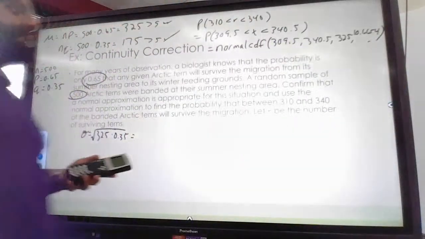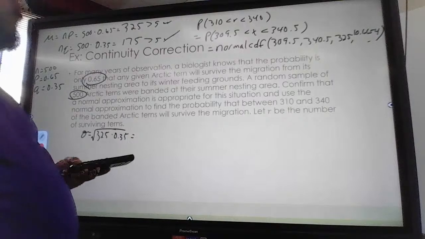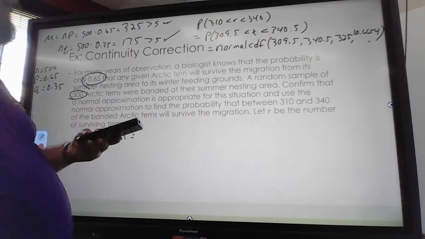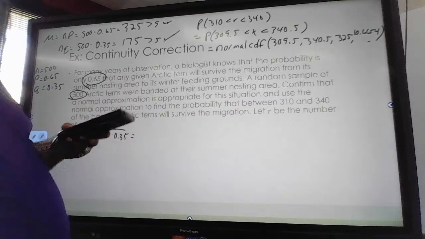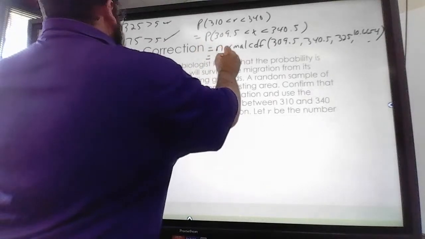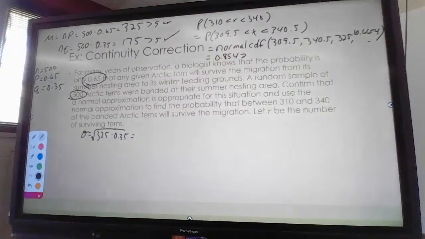There's my normal CDF. Let's put that in there. Normal CDF, lower bound 309.5, upper bound 340.5, mean of 325, standard deviation of 10.6554. And I end up with a probability of 0.8542. That's the probability that between 310 and 340 Arctic terns will survive the migration.